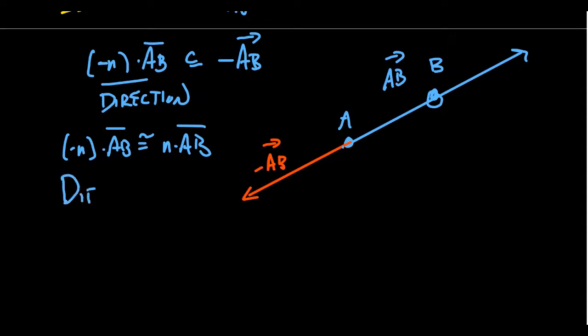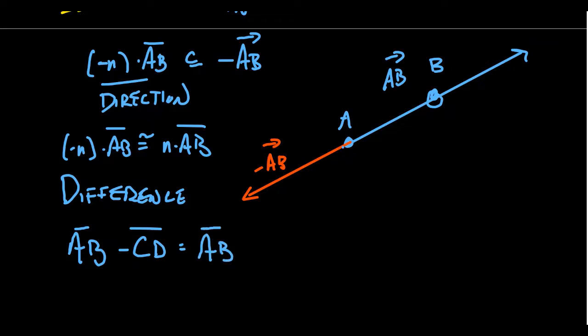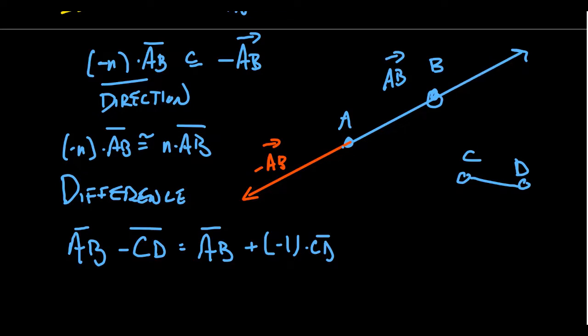We do have a notion of a difference for which we can take something like AB minus CD. In that essence, what we're having here is we're going to have AB, okay, and then we're going to add to it negative 1 times CD, like so. And so this is all just about direction. So when you have CD over here, instead of putting it over here, we're just going to go the other way around. We're basically going to put it over here. And so that's what it means to subtract these things.